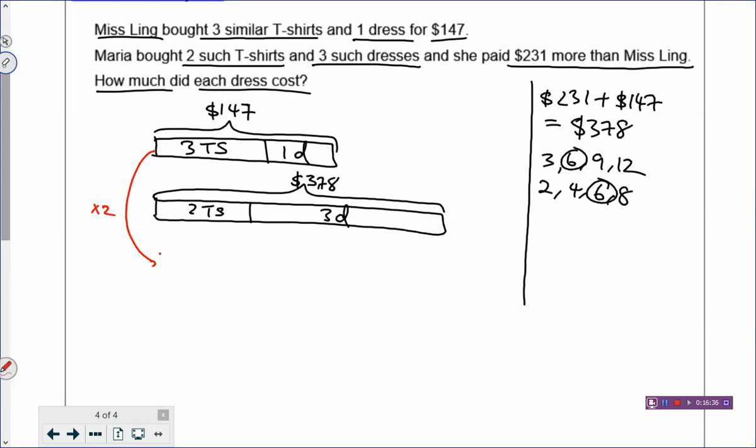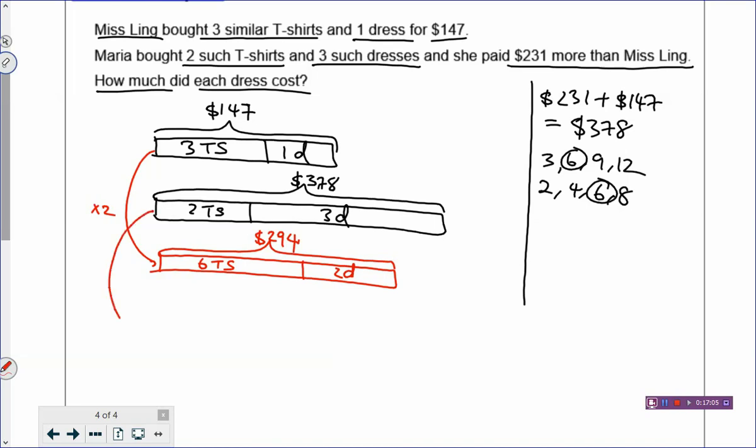Alright, so it's going to be quite long. I should have drawn a bit shorter. So you double the whole model, and now you have 6 t-shirts, right? 6 t-shirts, and you have 2 dresses, because 3 t-shirts times 2, doubled, is 6 t-shirts, and 1 dress times 2 is 2 dresses. And the money will also double. So 147 times 2, and you will get $294.